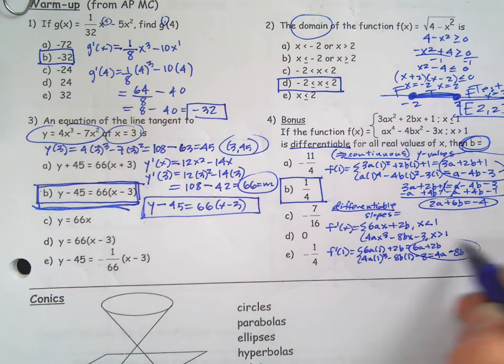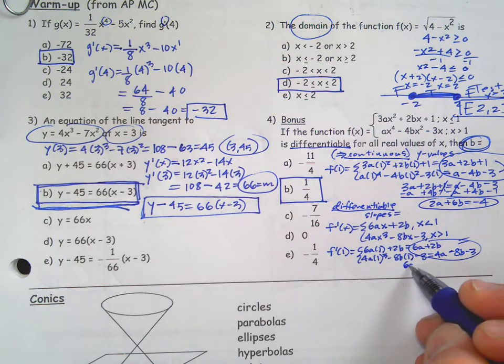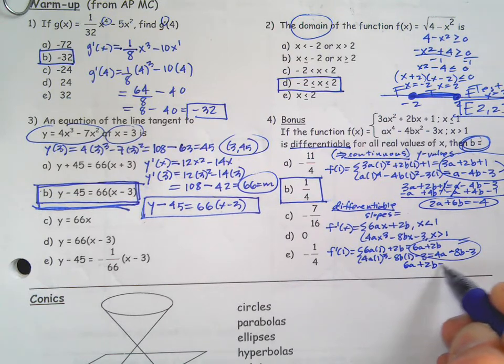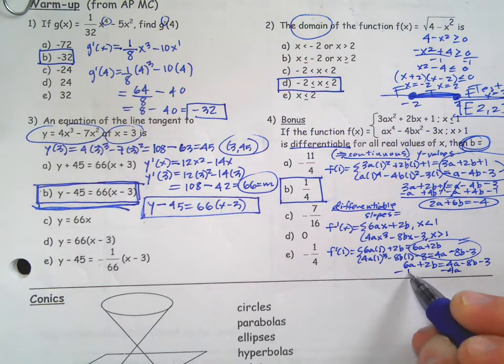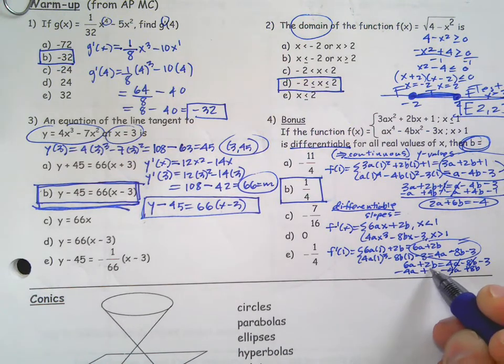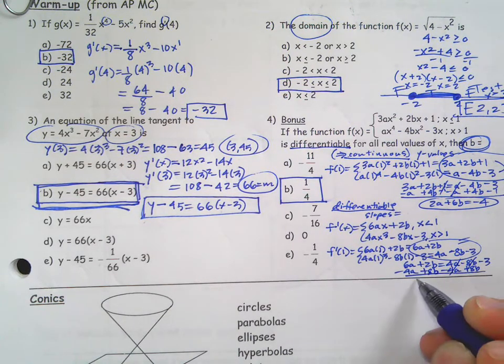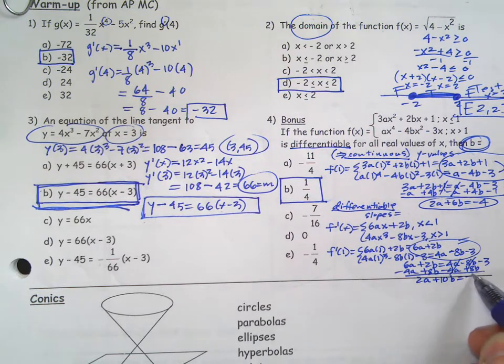And then these are supposed to be equal to each other. So that gives you 6a plus 2b equals 4a minus 8b minus 3. Now we can clean this up. Maybe get all the a's together, get the b's together, and leave the non-a, non-b terms on the other side. We get 2a plus 10b equals -3.